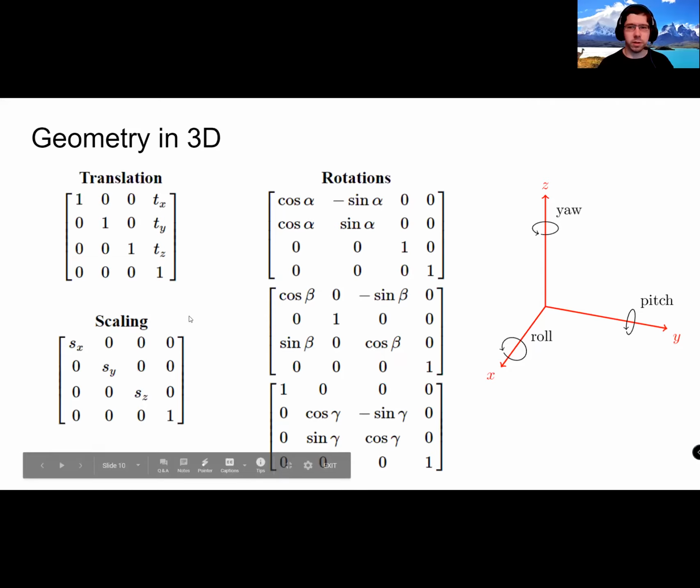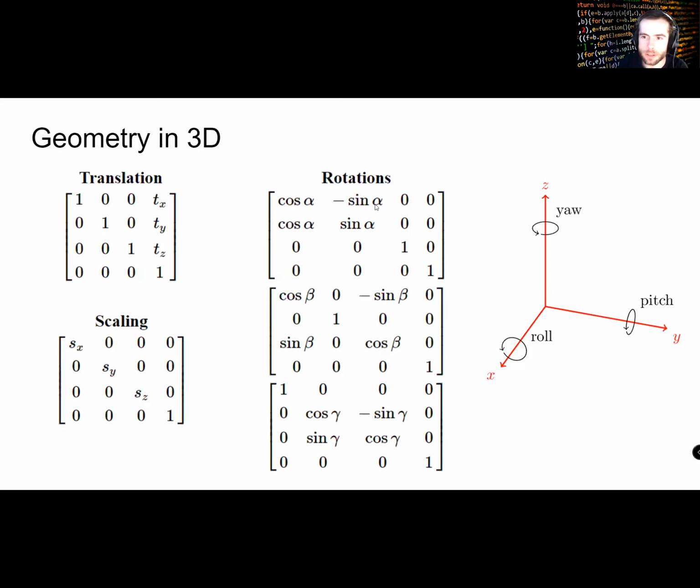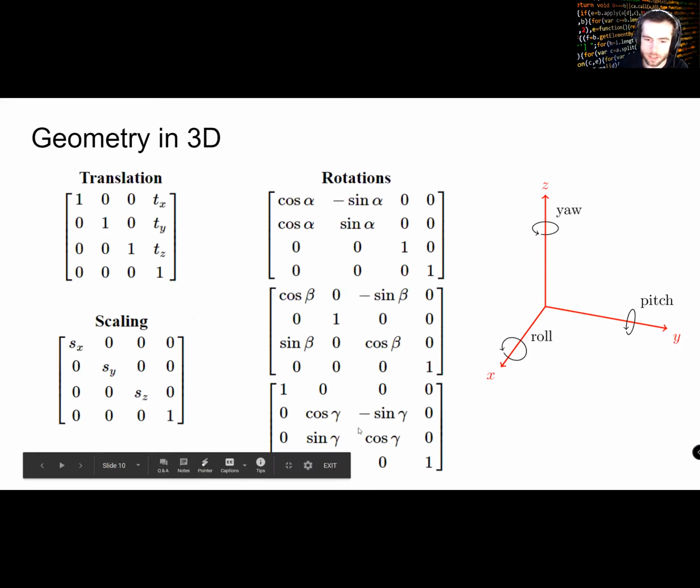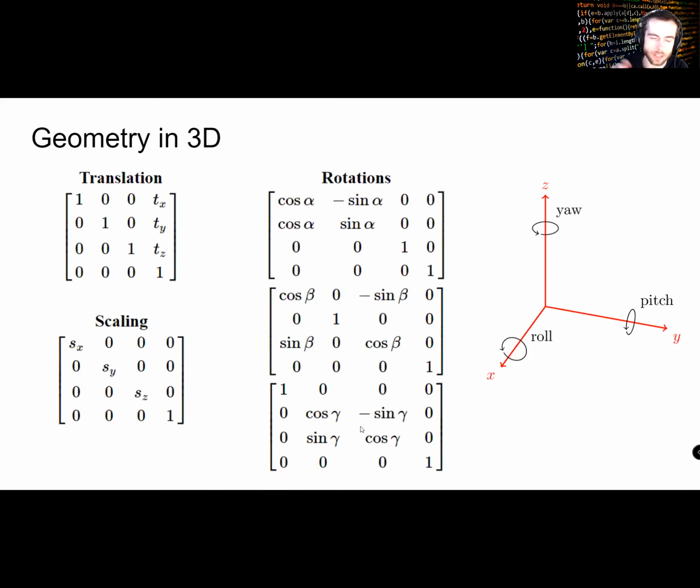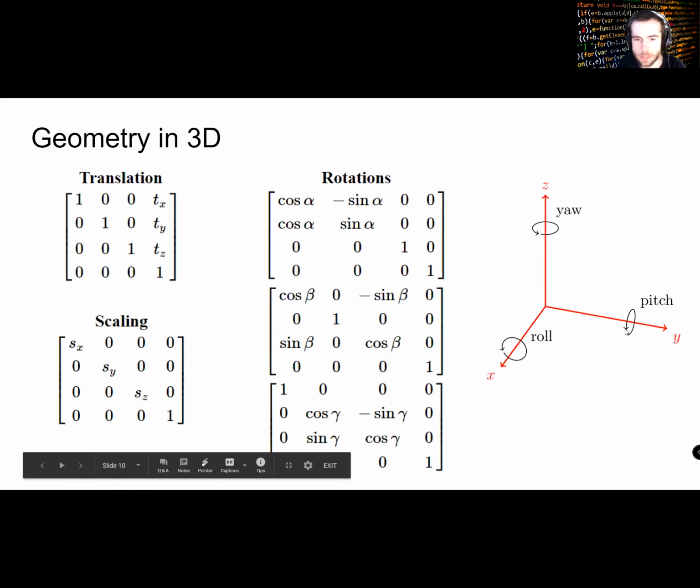Sorry, could I ask a quick question? Yeah, what's up? Where are the angles alpha, beta, and gamma? Which ones do they correspond to? Alpha would be the angle that we want to rotate around the Z axis. Beta is the angle that we want to rotate around the Y axis, and gamma is the angle that we want to rotate around the X axis. Okay. Yeah. So we can orient our objects in 3D space.